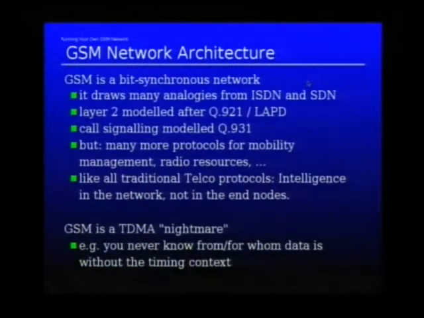The layer 2 is modeled after Q921, which is the layer 2 of ISDN. It has some extensions. The layer 3 call signaling, which is only one particular small part of the entire GSM system, is modeled after Q931, which is the basis for example of the Euro ISDN protocol, which is spoken on ISDN systems all over Europe, at least. So there are all kinds of other protocols for management of radio resources and so on.